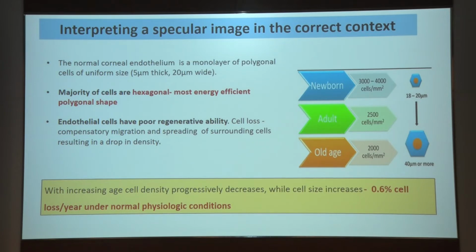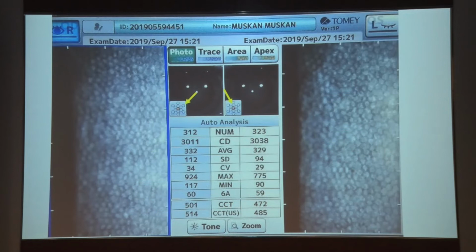And if you lose cells in the center, it's usually the migration of the cells which comes to cover up that area. And so the cell count would go down and your cell shapes would not remain so healthy, right? So this is the example. This is in fact the pictures of one of my own residents only. This is a healthy endothelium.